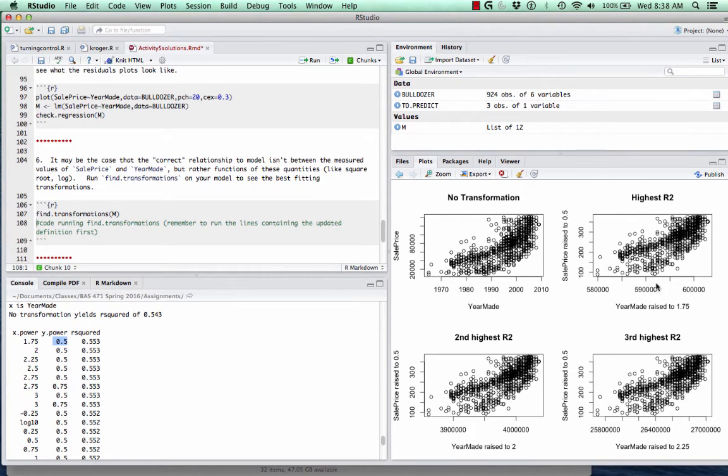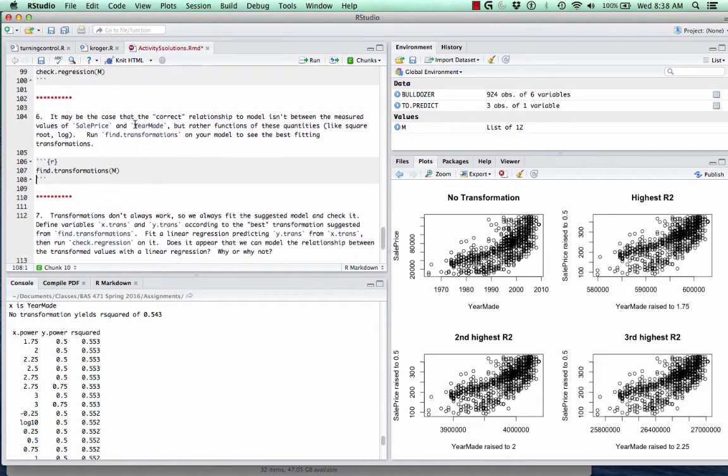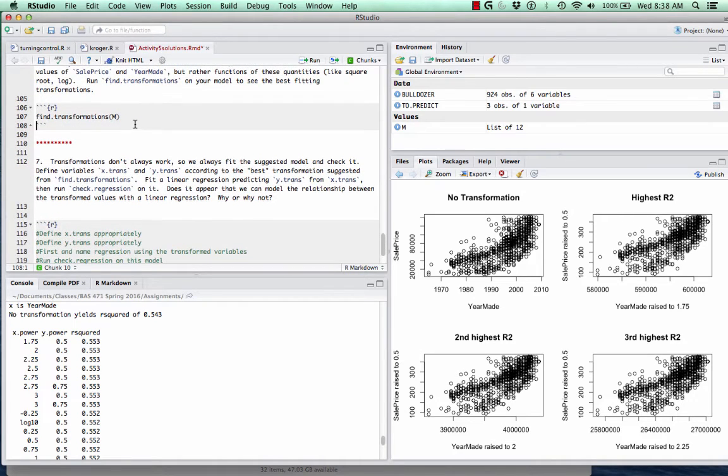So here's some plots of the original scatter plot and then what it looks like with the 3 transformations that yield the highest R squared. Not a huge difference here, but maybe a little bit more linear than what we had to begin with. So let's try to see if we do any better by using these transform variables.